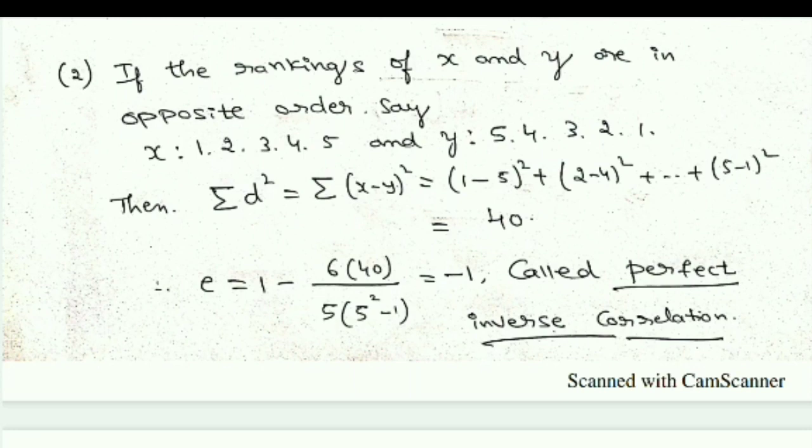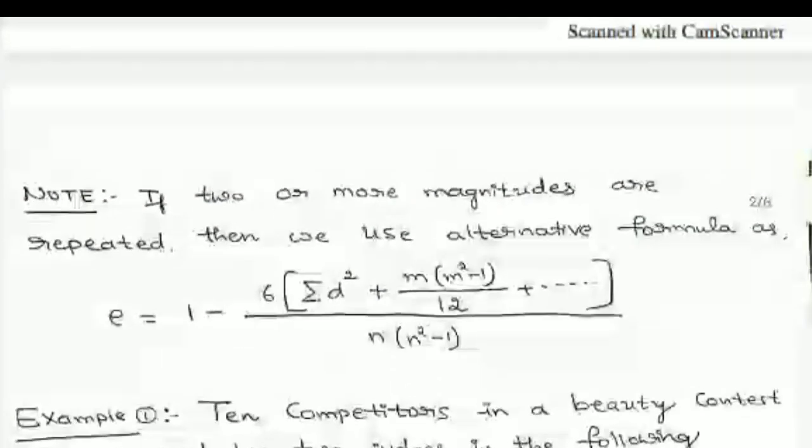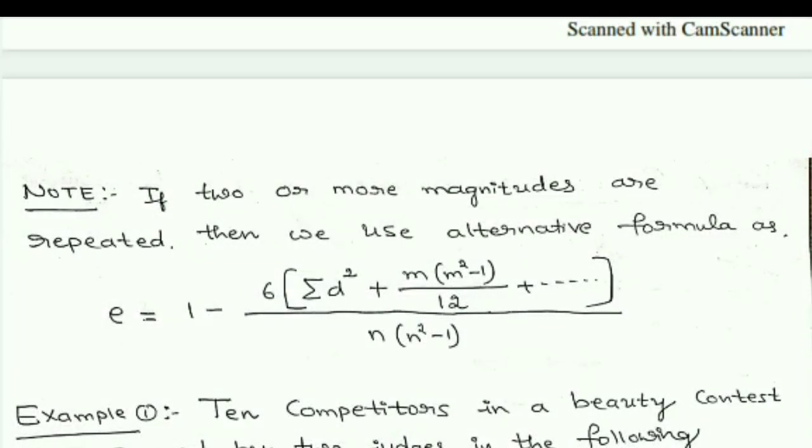And the last and very important thing is, although the formula is only one for finding the rank correlation, there is a slight change. What is the change? Suppose in the values of x or y, two or more magnitudes are repeated. That is very important. Say x takes 1, 3, 1, 4. See, 1 is repeated twice. Or y also may be repeated twice or thrice. In that case, there is a slight change in the formula. Now what is the formula? Rho equal to 1 minus 6 times summation d square plus m into m square minus 1 by 12 plus and so on, divided by n into n square minus 1.